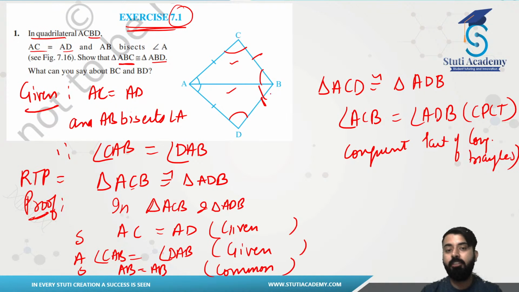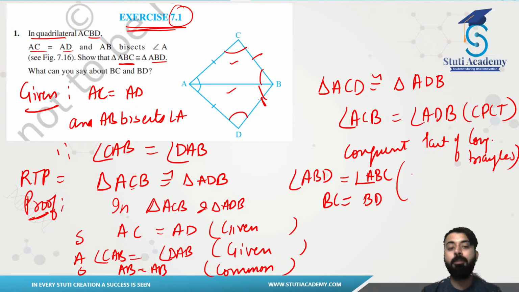That means this ACB will be same as ADB. You can say angle ABD will be same as angle ABC. These two will also be equal, and you can also say that BC is equal to BD. All these things can be proven with the help of CPCT, which is congruent part of congruent triangles. And you guys already remember, if the pair of triangles are congruent, then all 6 corresponding values are congruent.